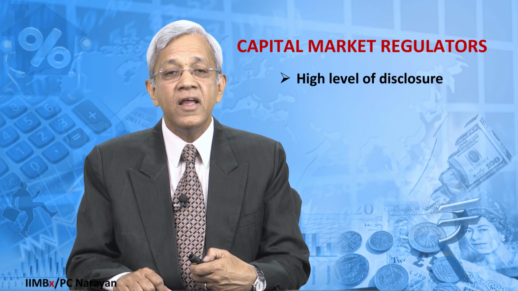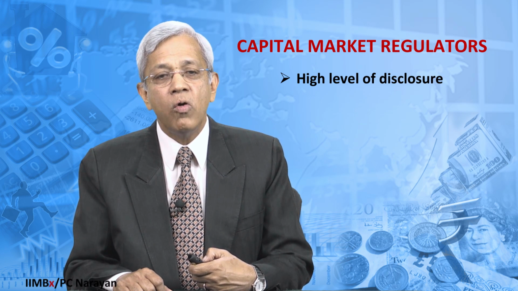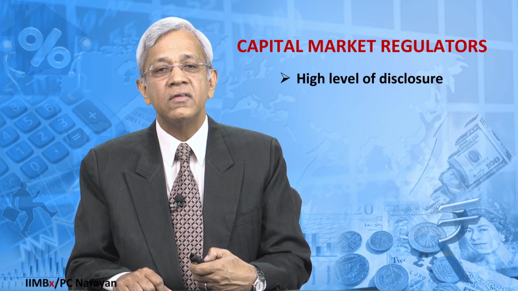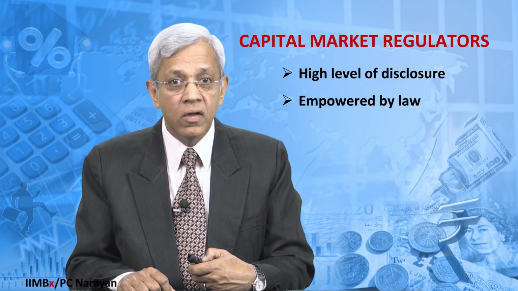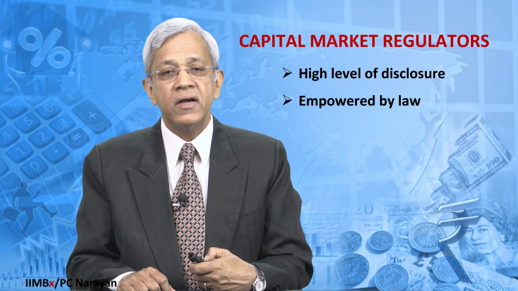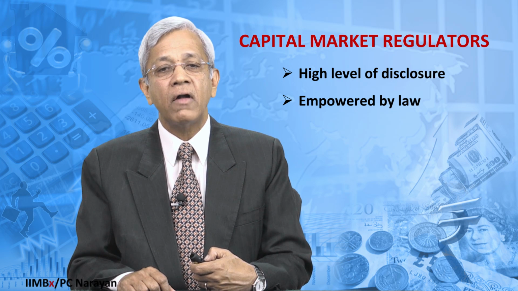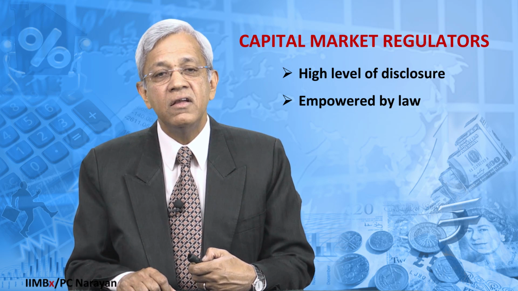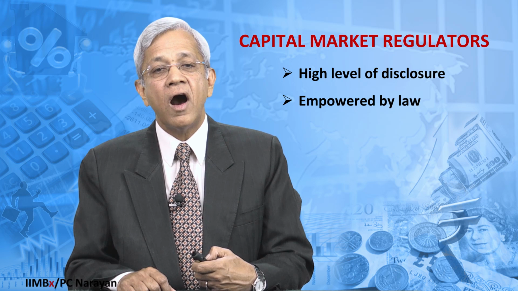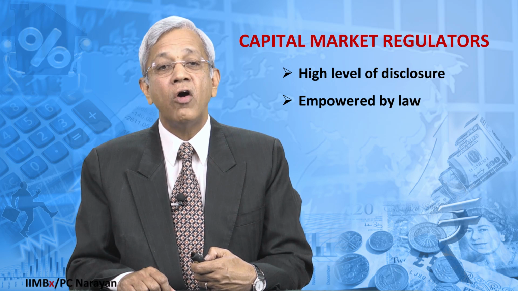Regulators achieve this goal by ensuring a high level of disclosure by all the firms whose equity stocks are listed for trading in the exchange, thereby minimizing information asymmetry. Regulators are also empowered by law to bring to book any participant who willfully or otherwise engages in activities such as insider trading that could in any way undermine the efficient functioning of these markets.